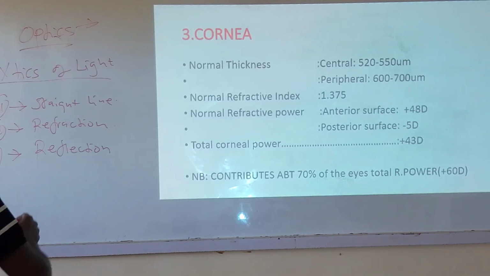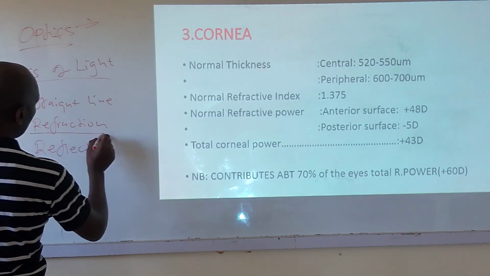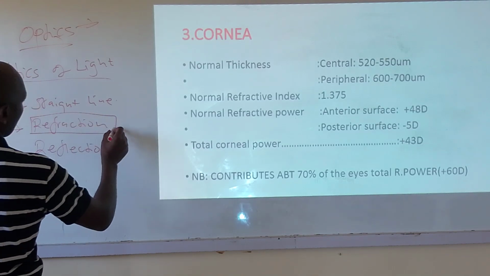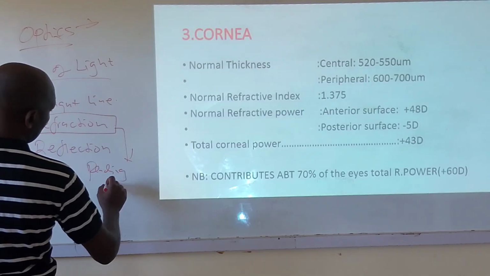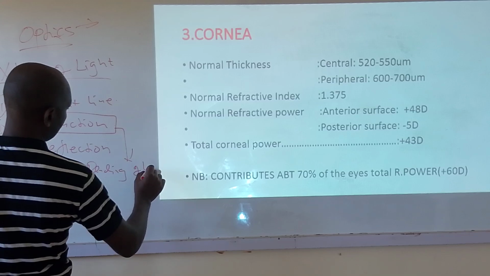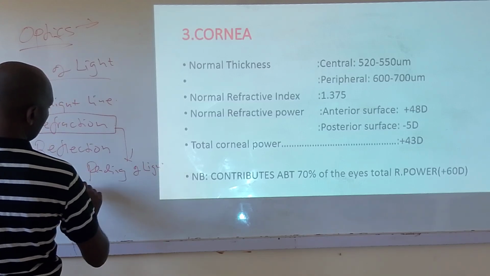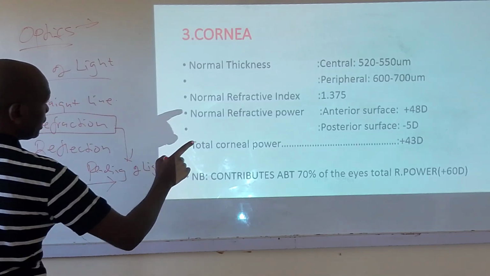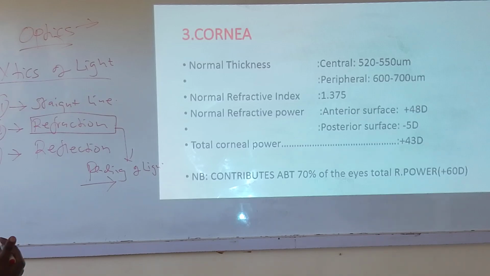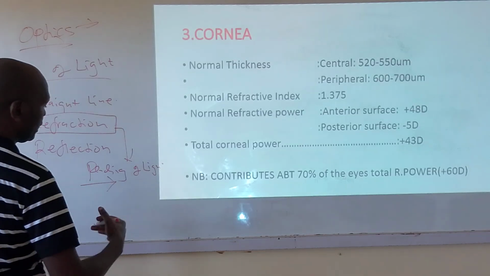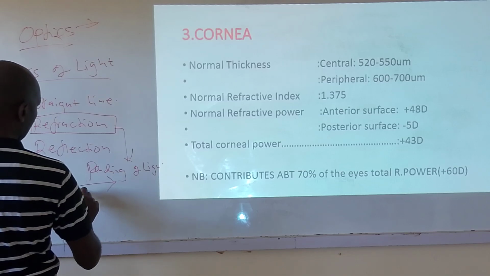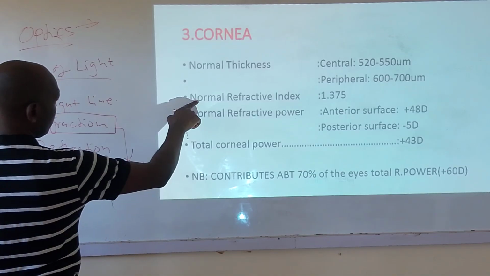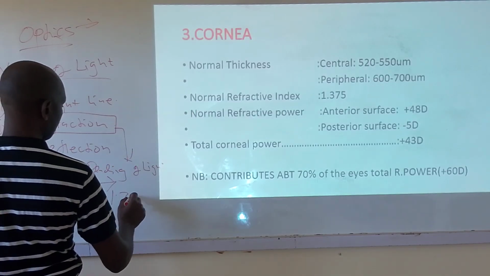So when the light bends, what we are calling refraction, which is the bending of light, is actually measured when you compare the media with air. We normally call it a refractive index. And for the cornea, refractive index is 1.375.